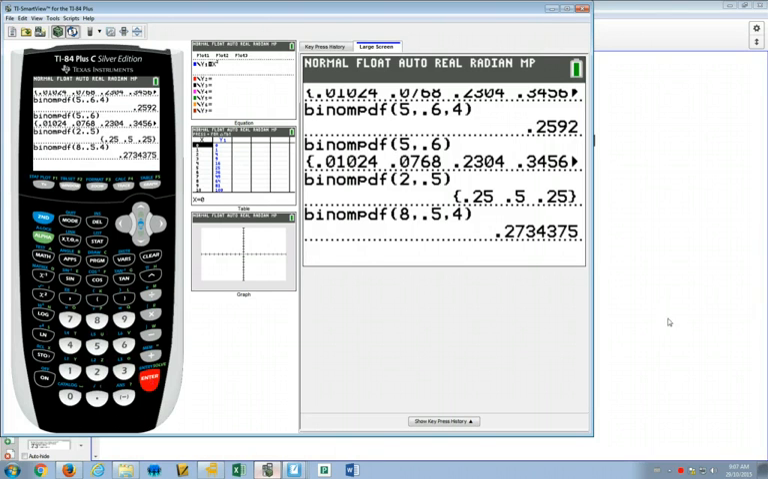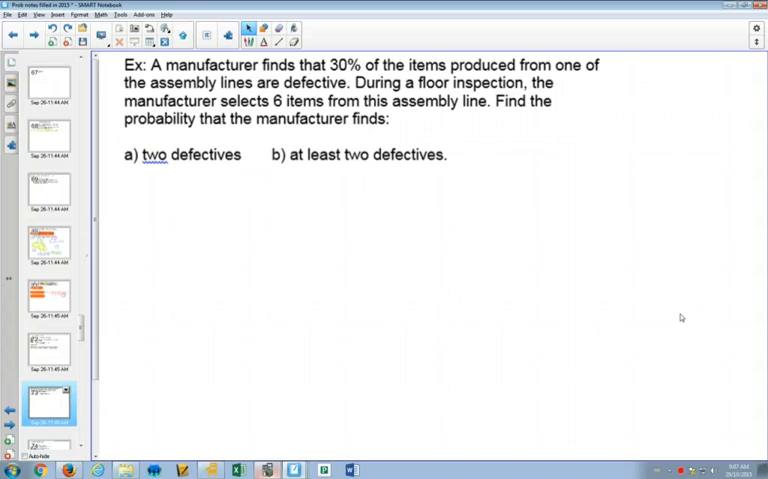Okay, so let's do an example that deals with that. Manufacturer finds that 30% of items produced from one of the assembly lines are defective. That's not very good. 30%. I think they should get a new factory.